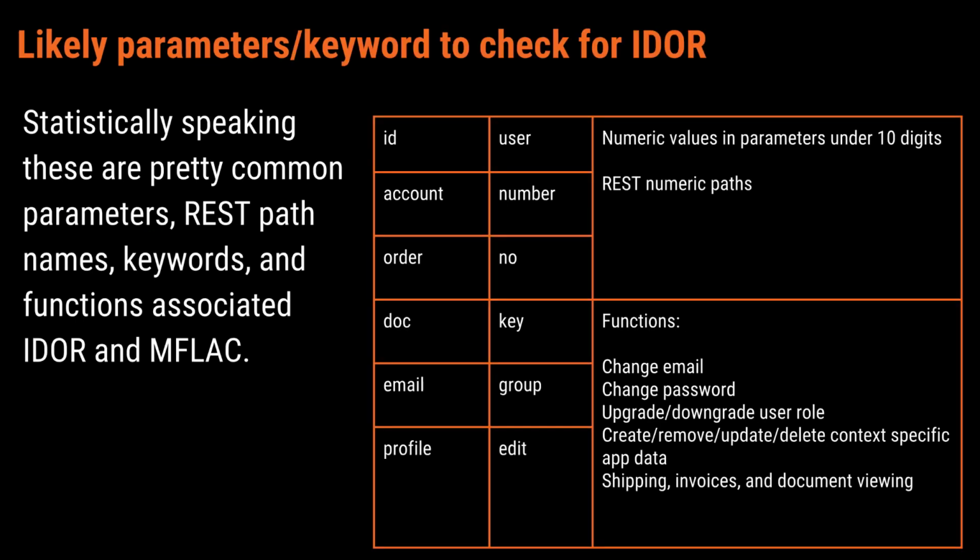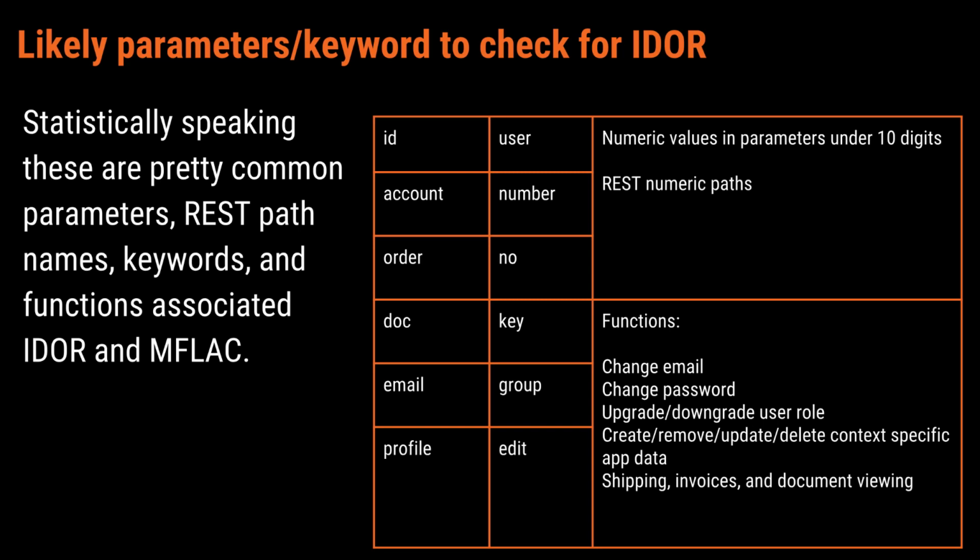So there are some likely parameters or keywords to check for when you're looking at IDOR. Statistically speaking, these are pretty common parameters: REST path names, keywords, and functions associated with IDOR and missing function level access control. These were gathered through a statistical analysis that Bugcrowd did of the type of bugs that come into the Bugcrowd platform. And most often when we saw things like IDOR, we saw these parameter names on the left-hand side of this table, things like ID, account, order, doc, email, profile, user, number, no, key, group, and edit as the most common culprits for IDOR.